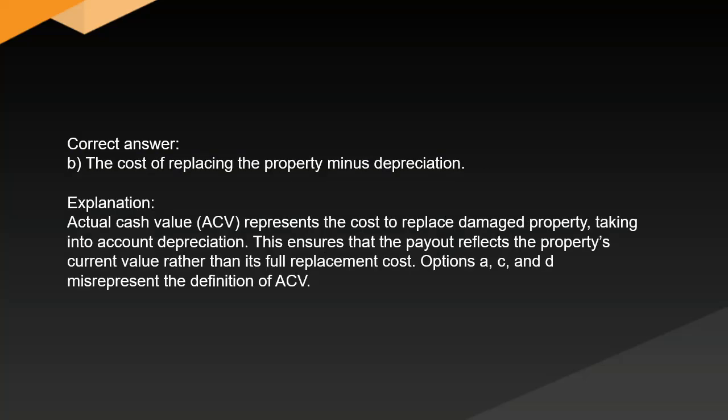Correct answer. B. The cost of replacing the property minus depreciation. Explanation. Actual cash value, ACV, represents the cost to replace damaged property, taking into account depreciation. This ensures that the payout reflects the property's current value rather than its full replacement cost. Options A, C, and D misrepresent the definition of ACV.